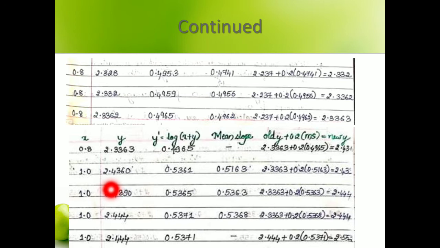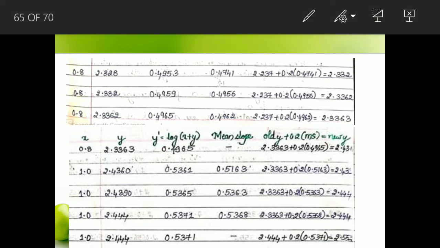Before that, you have to, not taking the mean value, find out the new y value for that. So when x is 1, y is 2.444, y dash is 0.5371, your new y value will be 2.552. Change the x value in the next iteration.